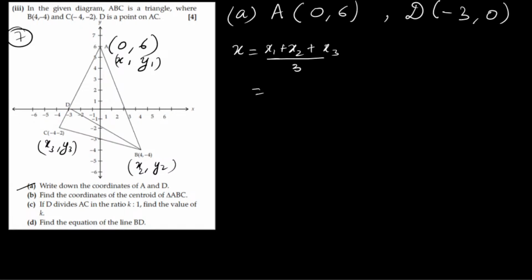So x1 is 0, x2 is 4, so 0 plus 4 minus 4, because x3 is -4, and plus minus is minus. So what value of x will we get? x will be 0. So x is equal to 0. See, 0 plus 4 plus minus 4.